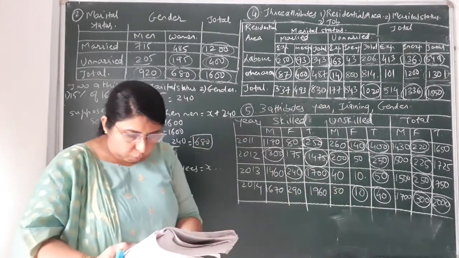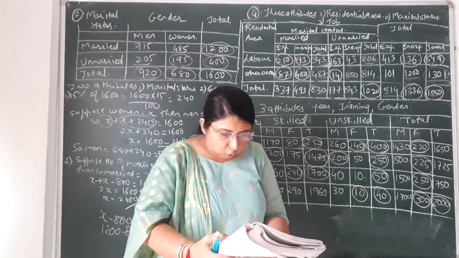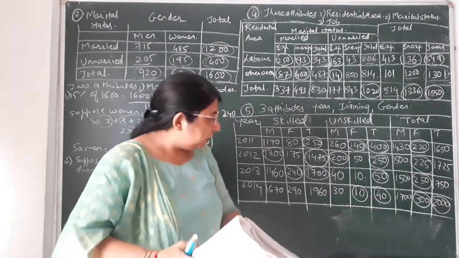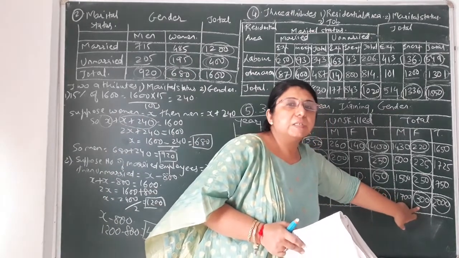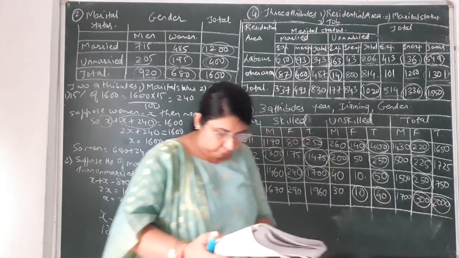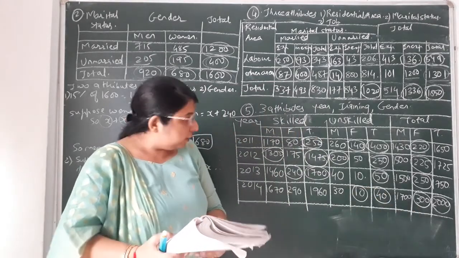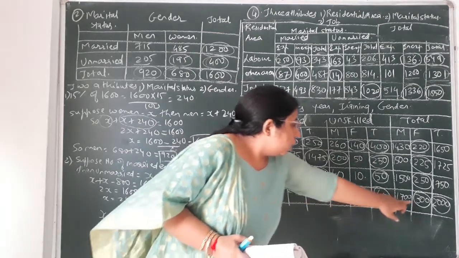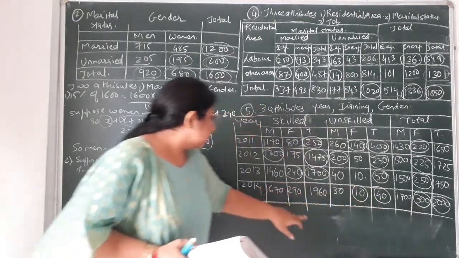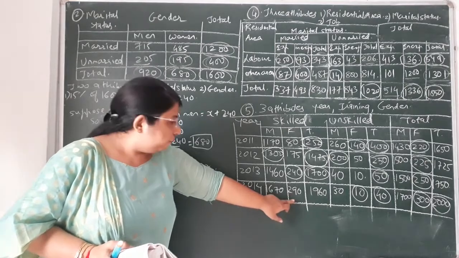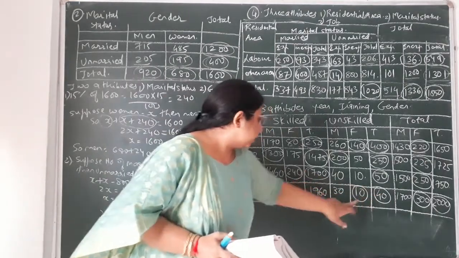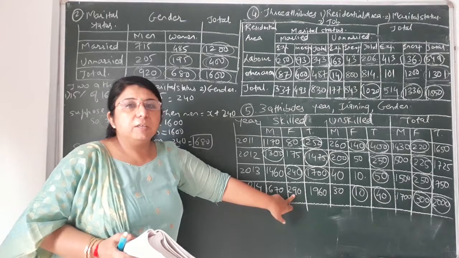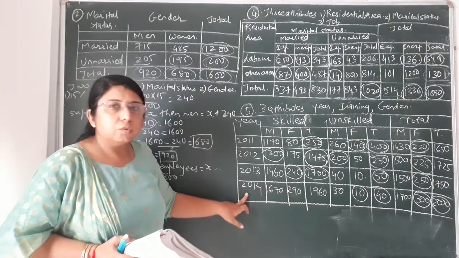Okay, 2% were unskilled. Out of total workers, 300 were females. 300 were female workers in the year 2014. Okay, 10 were unskilled, it means the female unskilled workers were 10. So out of total 300, 10 were unskilled. Then 290 would be skilled female employees. So 300 minus 10, then it would come to 290 female skilled workers in the year 2014.